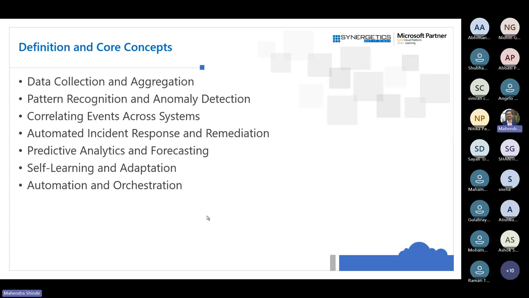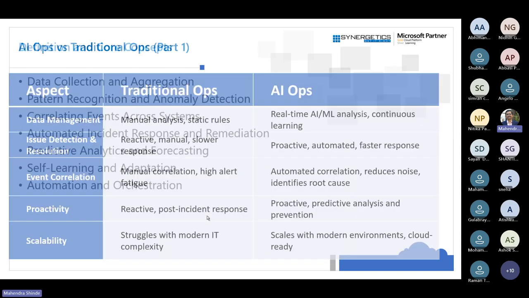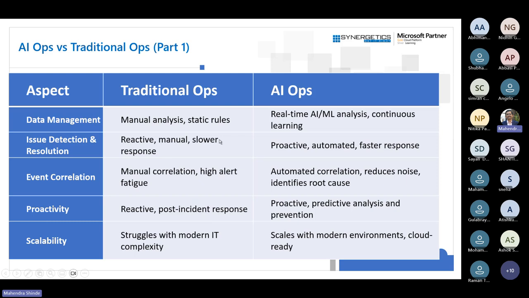So these are some of the core concepts of AIOps. So what are the differences? Traditional operations use manual analysis and static rules. AIOps, on the other hand, uses real-time AI/ML analysis, and uses continuous learning. What is continuous learning? Learning from your past mistakes. That is what continuous learning is.